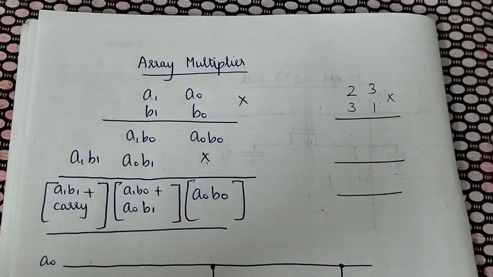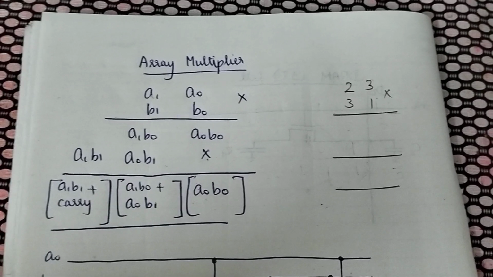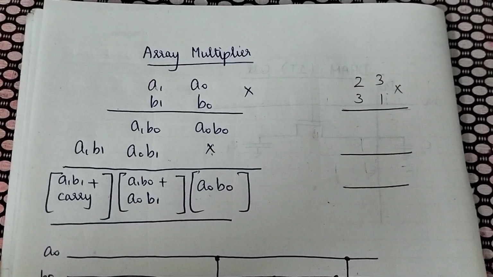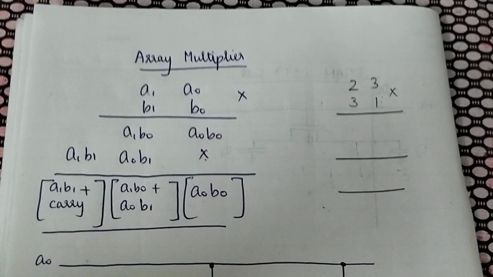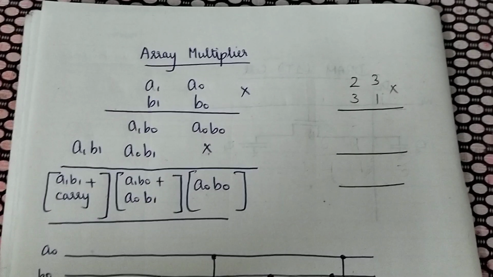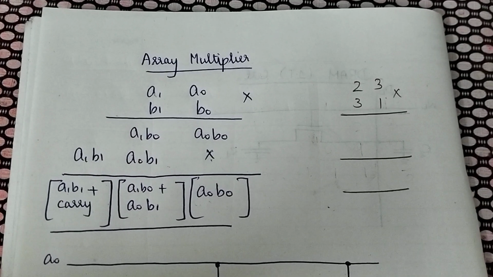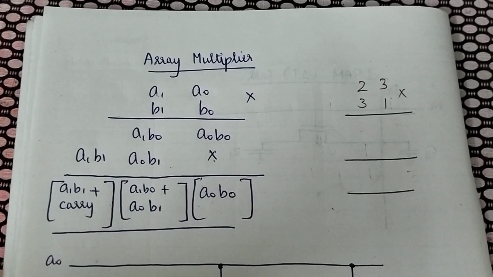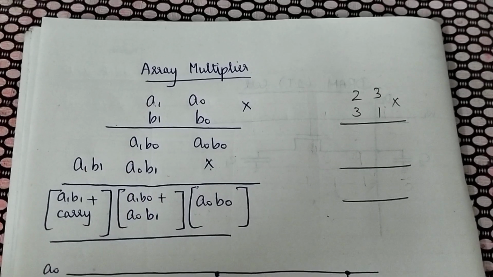In this segment, we are going to look at a type of combinational circuit called array multiplier. The combinational circuits we looked at so far included adders and subtractors, which, as the name suggests, were used for performing addition and subtraction operations respectively. The array multiplier is one of the combinational circuits used to perform a multiplication operation.